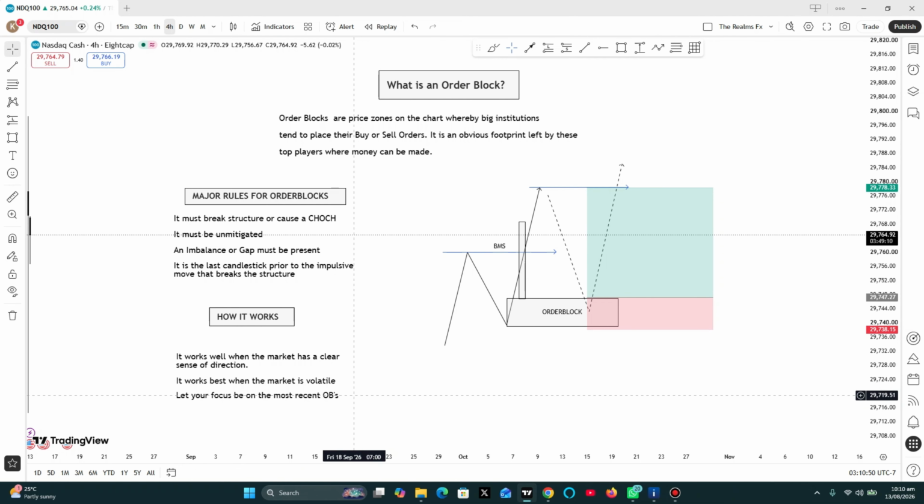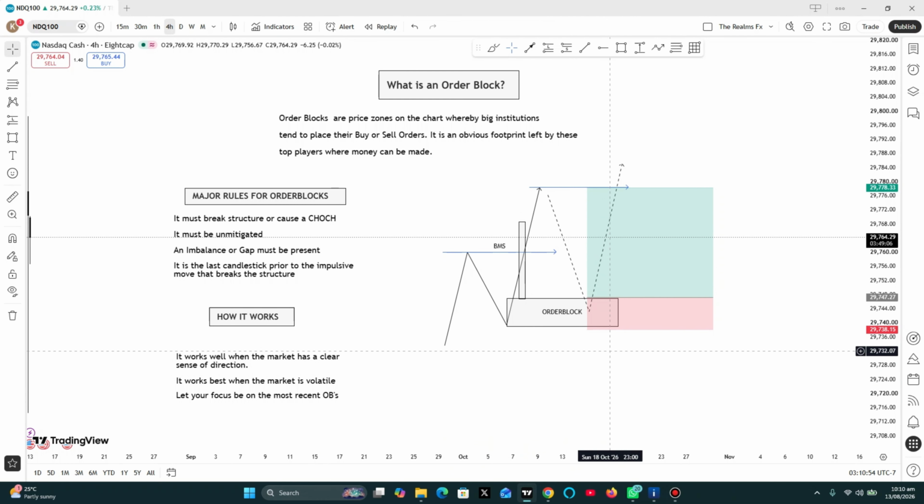Let your focus be on the most recent order blocks. Don't go and look for an order block all the way in 1998 to come and trade it. It's too far away. So focus on the most recent order blocks. There are time frames you can focus on.